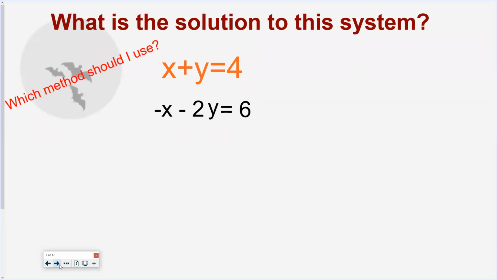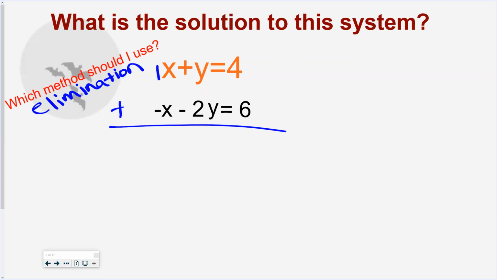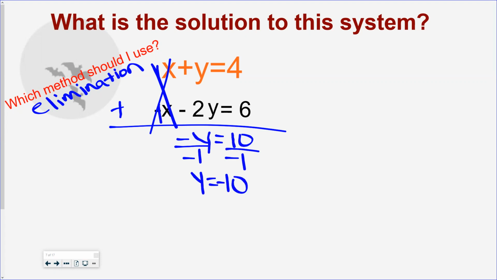All right, on this next problem, I got x plus y equals 4, negative x minus 2y equals 6. I see everything's lined up, so I can go ahead and use elimination. All right, so my x's, I'm going to add those up. 1x minus 1x, those cancel. Positive y, negative 2y, that is negative y, equals 4 plus 6, which is 10. Divide both sides by negative 1, and I'm going to get y equals negative 10, actually.